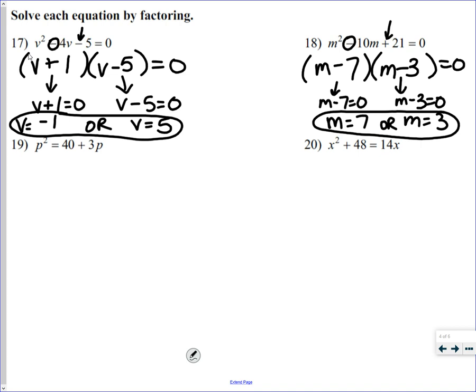In 19, remember, we need it to be equal to 0. And we did a problem like this in the last lesson, where it's really tempting to move that p squared. But I know we haven't done any factoring when the first term was negative. So we're going to take the time to move these two. We can do them both in the same step. We just want to make sure that we're careful about the order. So I'll have p squared minus 3p minus 40 equals 0.